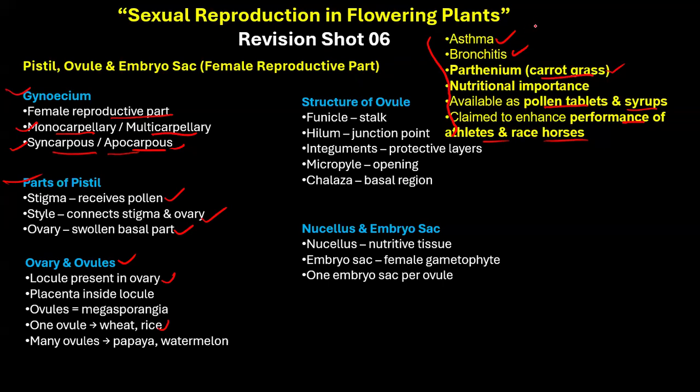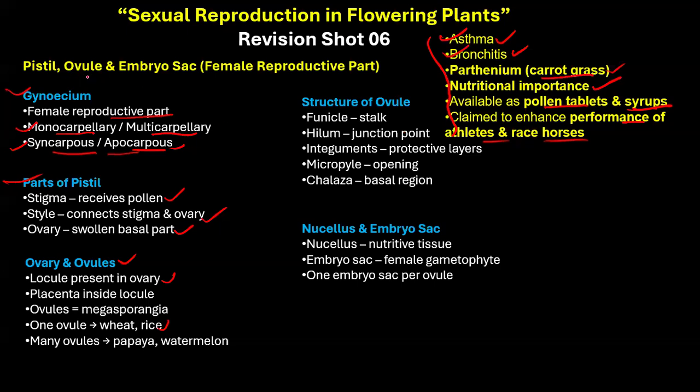Here we'll be talking about pollen allergens. Like pollens, they act as allergens also. They can cause asthma, they can cause bronchitis. There is one pollen, Parthenium (carrot grass), which is widespread in India. And pollens have nutritional importance also. They are available in the market as pollen tablets or syrups. They are claimed to enhance the performance of athletes and racehorses.